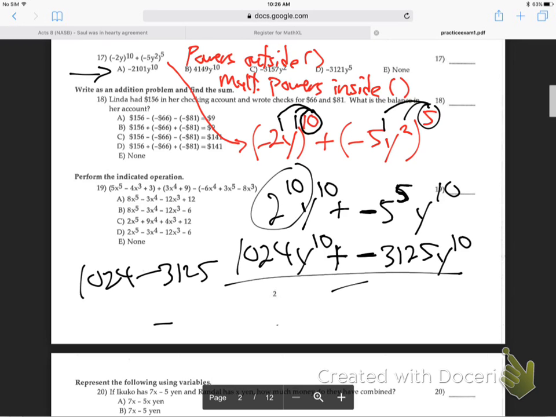What is it, minus 2101, and then you keep the y to the 10th. Because remember, when we add or subtract, don't mess with powers. So many rules. So when we add or subtract, you leave the y to the 10th. You don't mess with it. Yeah, that was a hard one.